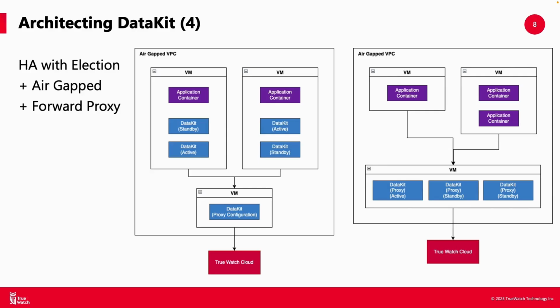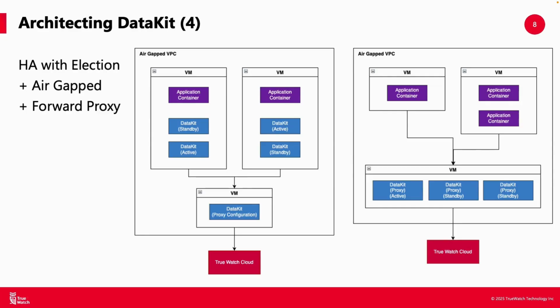In air-gapped environments where there's no direct internet access, DataKit can collect and buffer data locally. To send that data out securely, you can add a forward proxy between the DataKit cluster and the TrueWatch cloud. DataKit itself supports a proxy mode, allowing it to act as a controlled gateway for outbound traffic. This design maintains observability even in restricted or compliance-heavy networks.